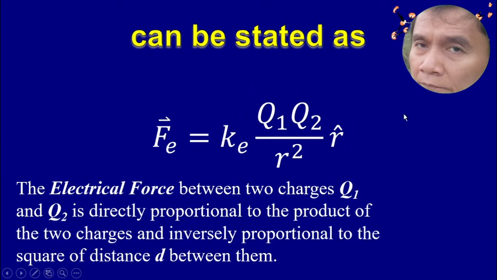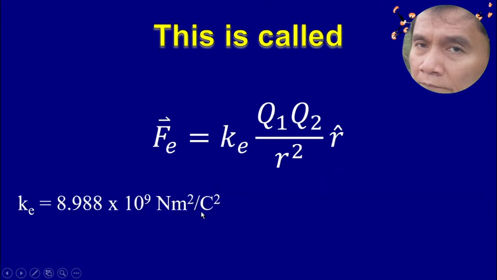So therefore, you can state this as: the electrical force between two charges Q1 and Q2 is directly proportional to the product of the two charges, Q1 Q2, and inversely proportional to the square of the distance D between them. In this case, I used R, but you can actually use D, provided you put a unit vector D hat or R hat in this case.